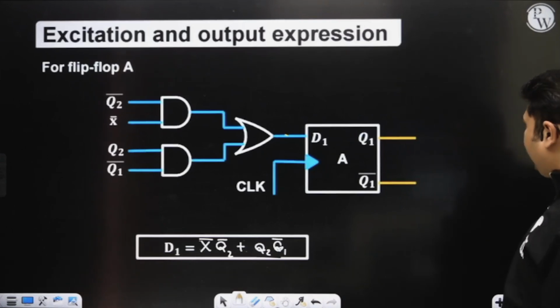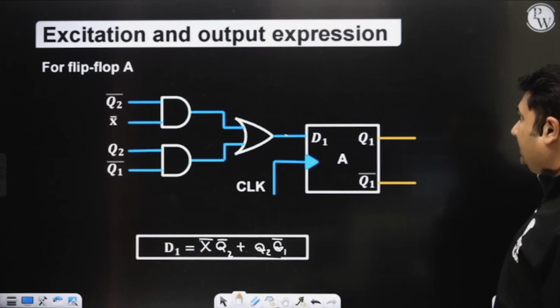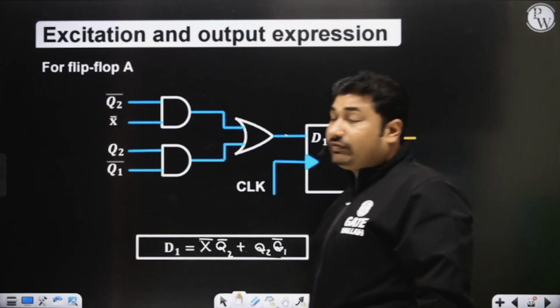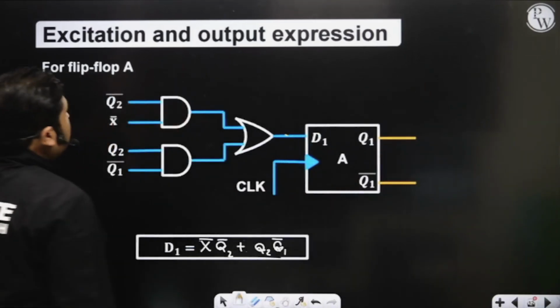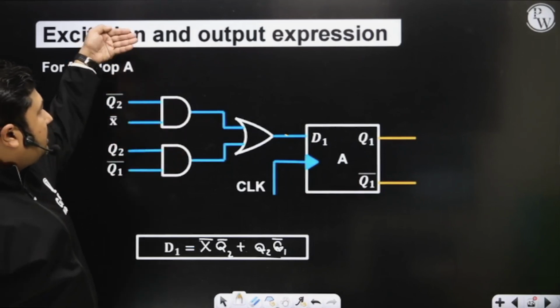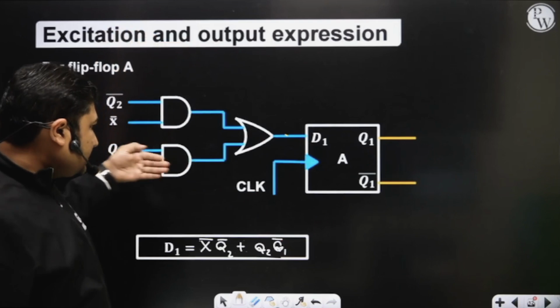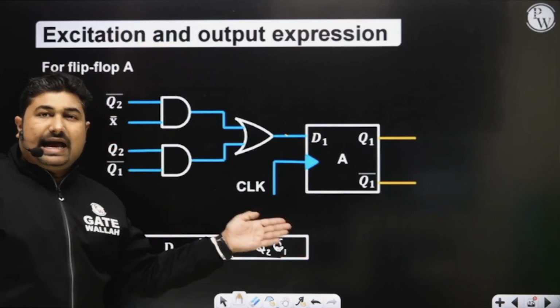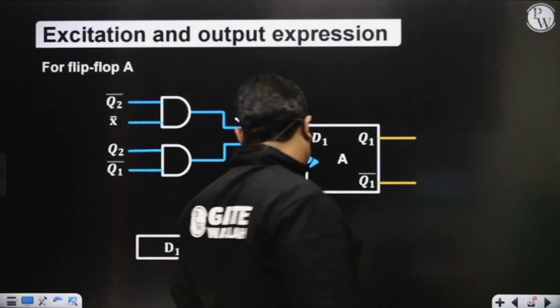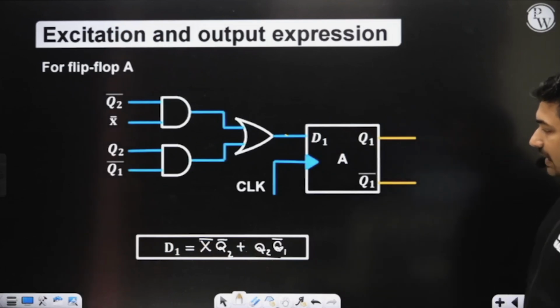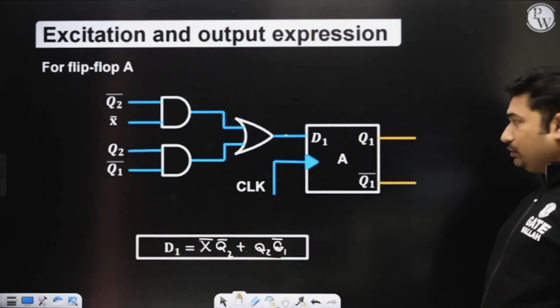Similarly, you can write for flip-flop B also. This is for flip-flop A. I'm just representing the excitation and output expression. I'm interested here just to know about the excitation to D1. So excitation to D1 is x bar Q2 bar plus Q2 Q1 complement.